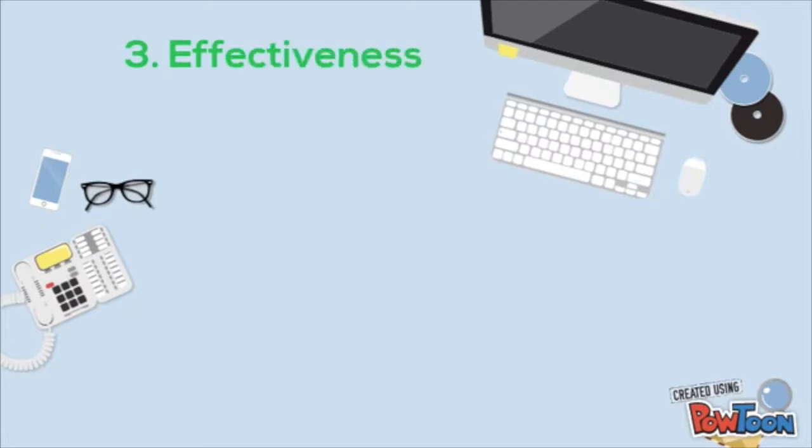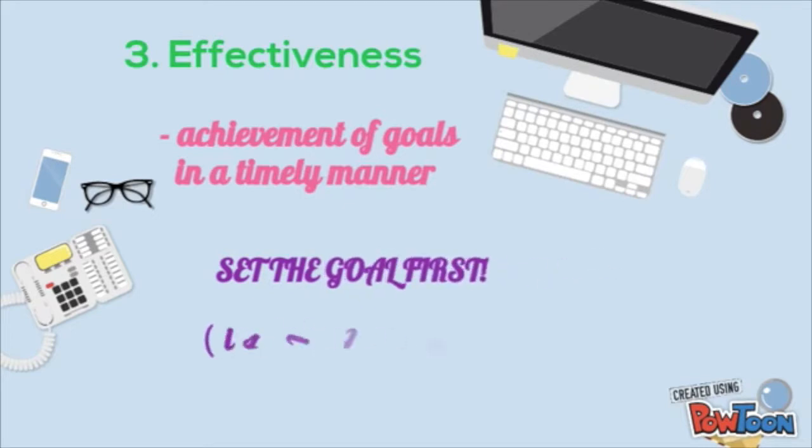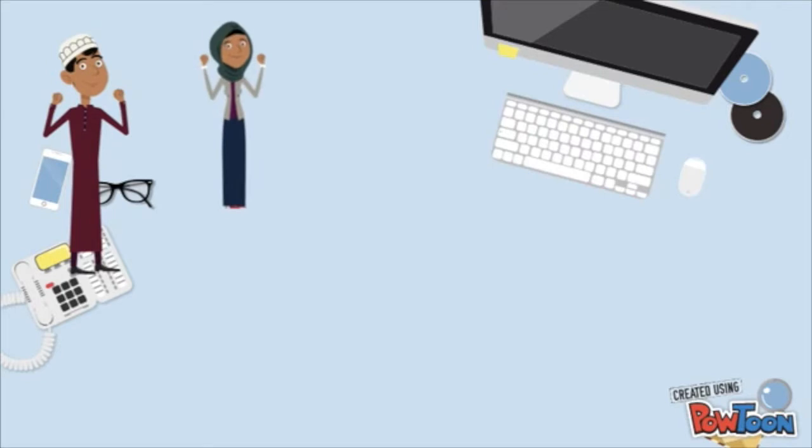The next E is effectiveness. Effectiveness can be understood as the achievement of goals in a timely manner. The best way to assess the effectiveness of a non-profit organization is to set the goals before starting a project or activities and see if they were achieved or not under the standards set at the beginning.